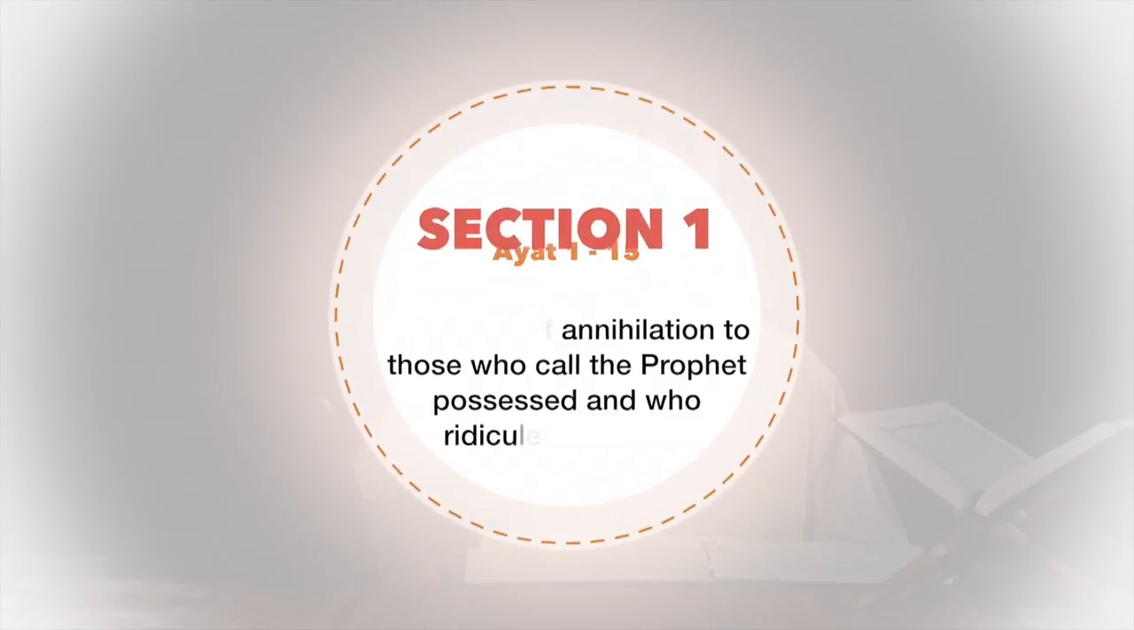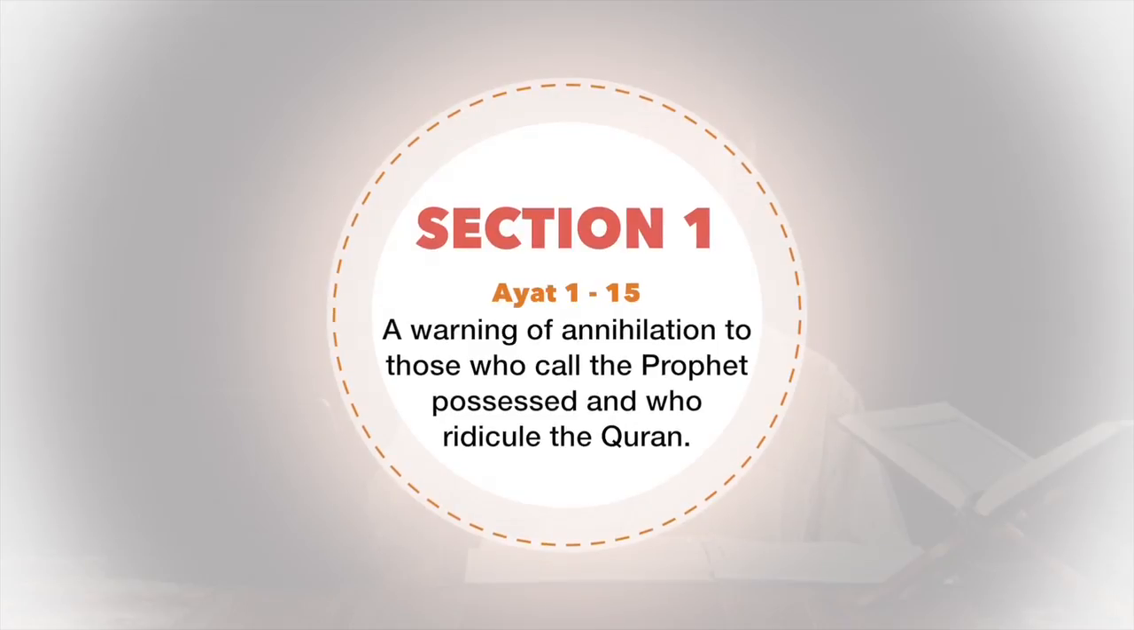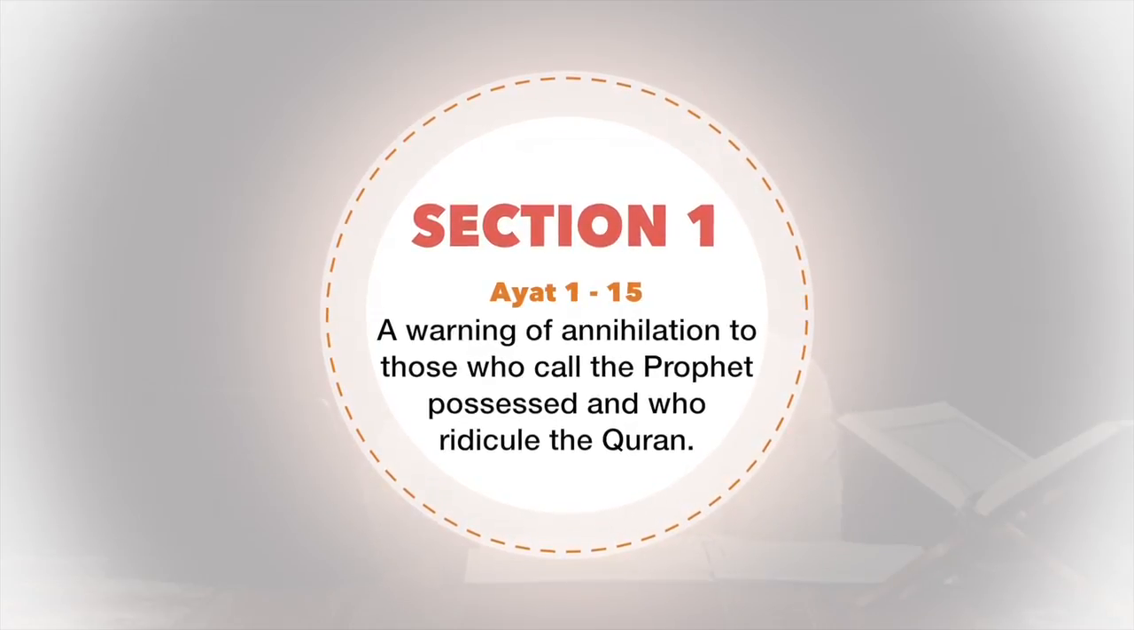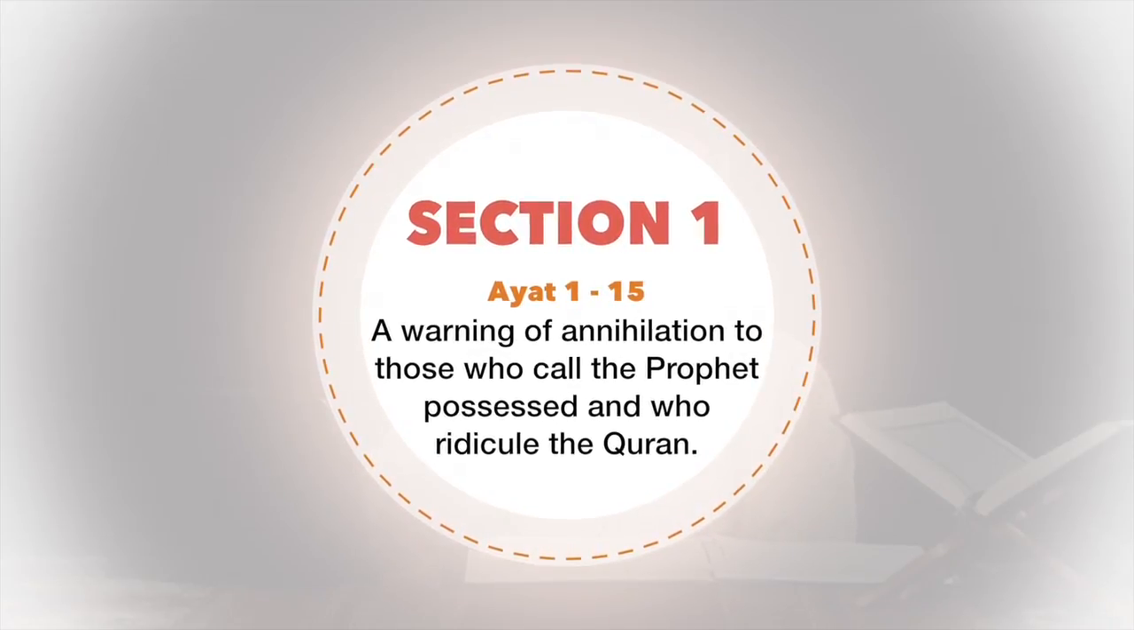Let's take the first section then, inshallah. First section, ayat 1 to 15, a warning of annihilation to those who call the Prophet possessed and who ridicule the Quran. Allah Ta'ala is warning them. Let's take ayah number 2 then of Surah Al-Hijr.